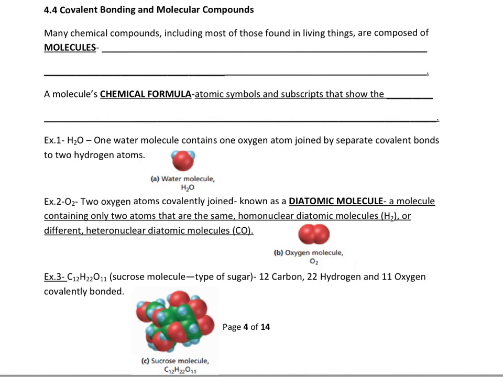Alright, let's get going. Many chemical compounds, including most of those found in living things, are composed of molecules which are neutral groups of atoms held together by covalent bonds.